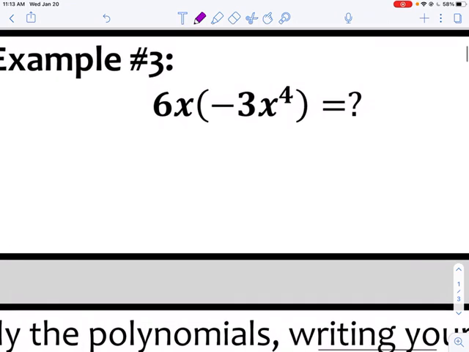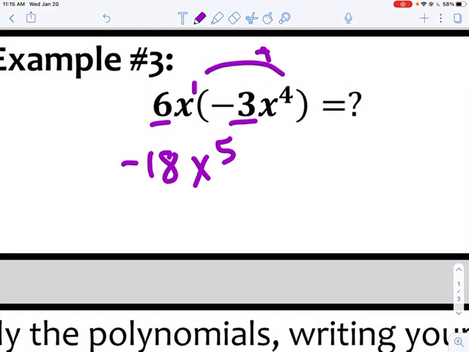So we're going to do 3 plus 2 is 5, so 5x to the fifth. In example 3, we're going to again multiply 6 and negative 3 is negative 18. And then we're going to add up these x's. If it doesn't have the exponent, just like the coefficient out in front, the exponent is a 1. So then that's going to get us x to the fifth when I add up 1 and 4.